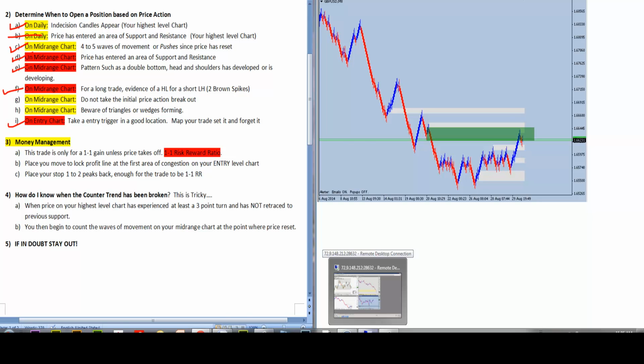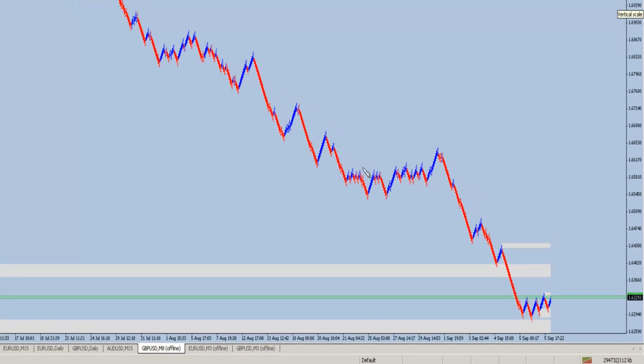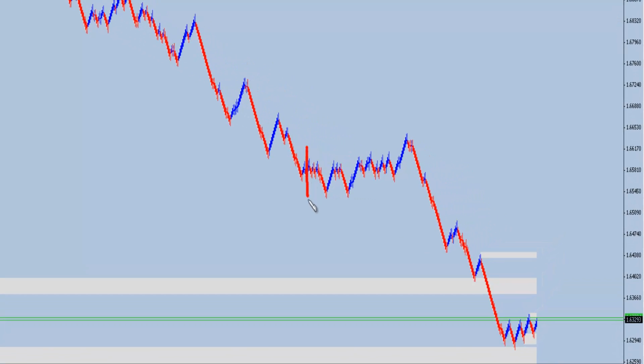Okay, after it went to this level, looking back, here's the area in question that I just detailed. Price returned to the area, and what happened? Okay, we had a massive push past the 165 level.